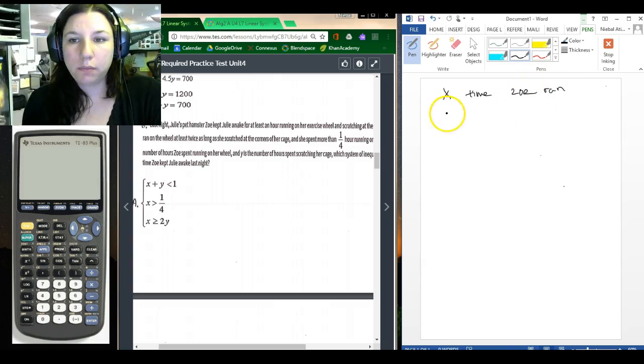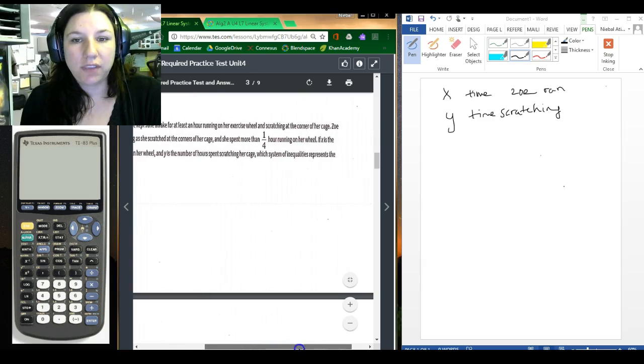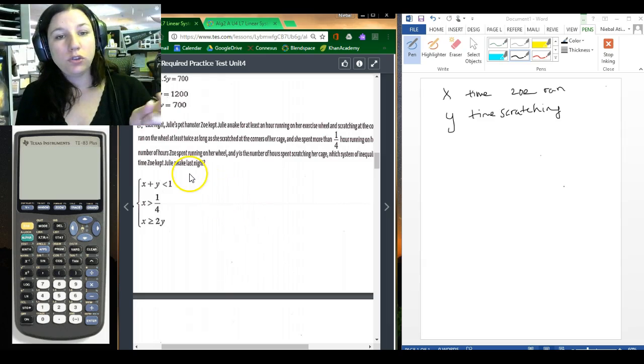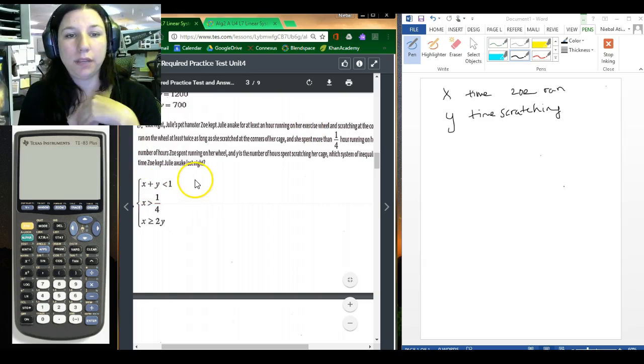and Y is the number of hours scratching, which system of inequalities represents the time Zoe kept Julie awake last night? So we're going to go back to each sentence. Each piece of information is going to give us an inequality that we want to write.